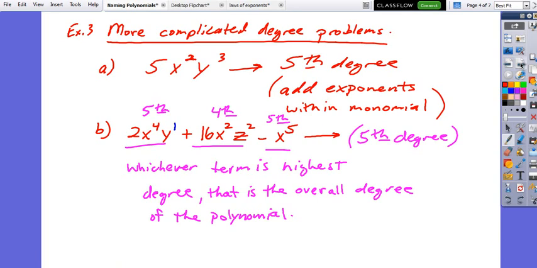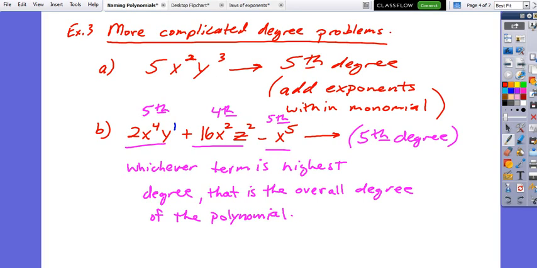Here we have a 5. Here we have 2 plus 2 is 4. So this is fifth degree. Now, whichever term has the highest degree of all of the terms in that polynomial, that is the overall degree of that polynomial. So this is a fifth degree trinomial. This is a fifth degree monomial. All right?